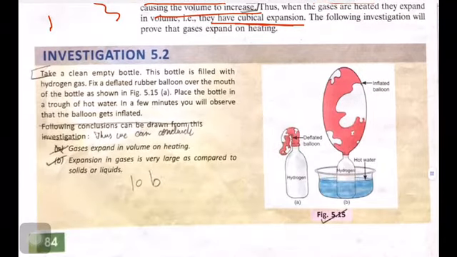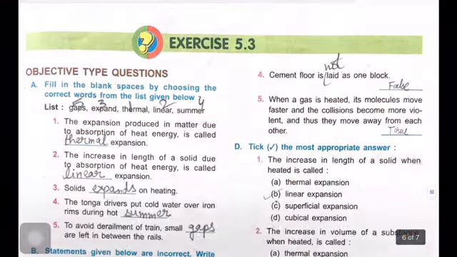As you can see in this, take a clean empty bottle. This bottle is filled with hydrogen gas. Now if you can see, if you put this into the hot water, what will happen? Because of this heat which is given to it by this hot water, the balloon will be inflated, because we haven't blown any air inside. This has happened due to the hot water, and this hot water has led to the increase in the volume of the gas which was inside the balloon. So this shows the effect of temperature on the gases.